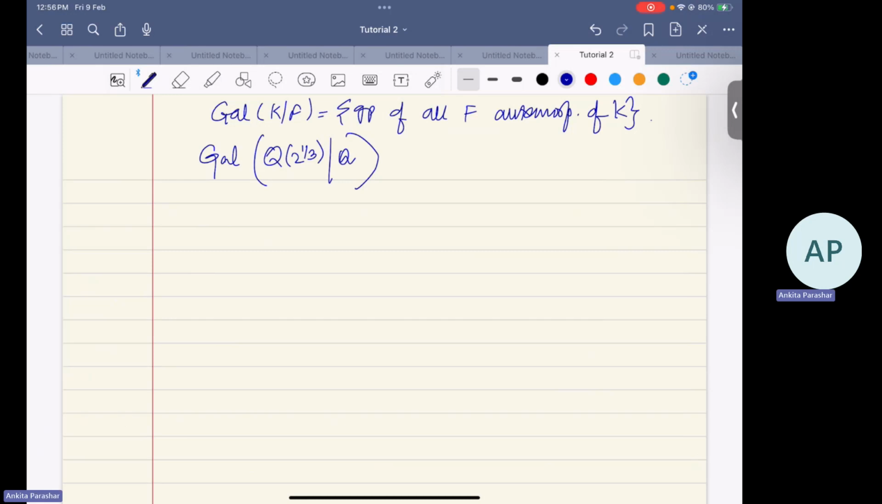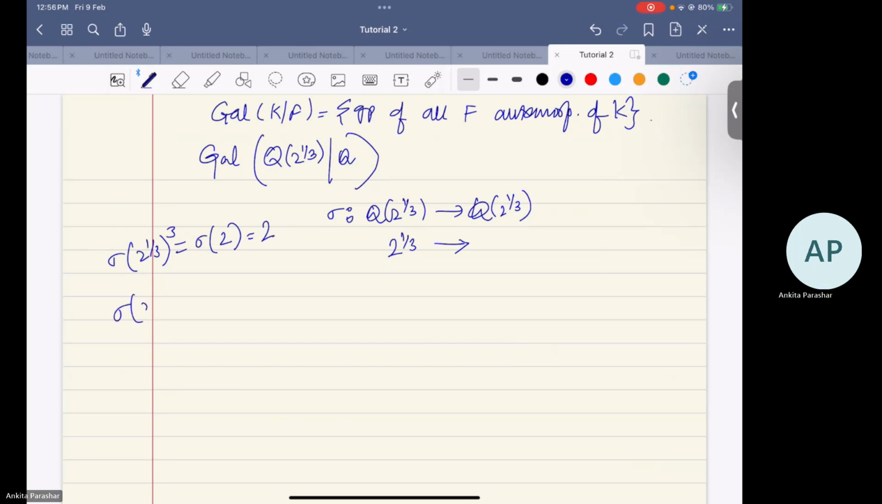Now can you see something? Of course, you have to define an automorphism from Q(2^(1/3)) to Q(2^(1/3)). You just have to tell me where 2^(1/3) goes, because the elements of Q are fixed. Again, these are all simple facts, since these are homomorphisms. Therefore this is 2, because 2 is in Q.